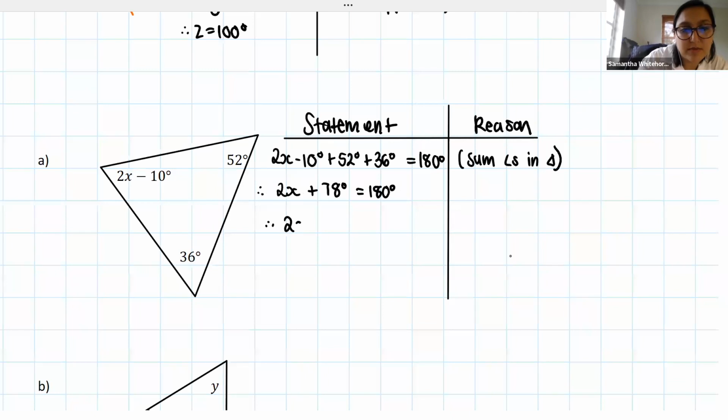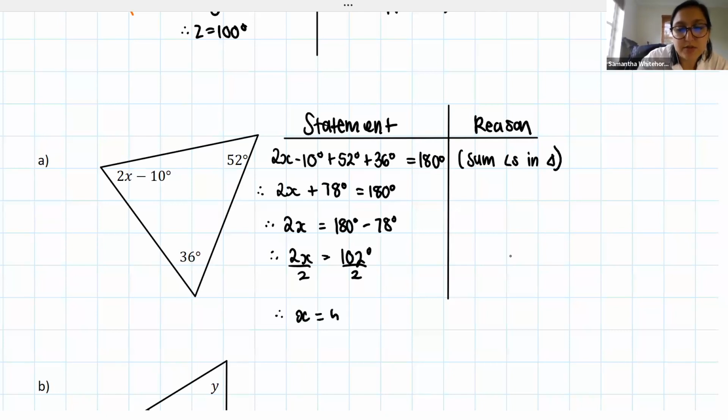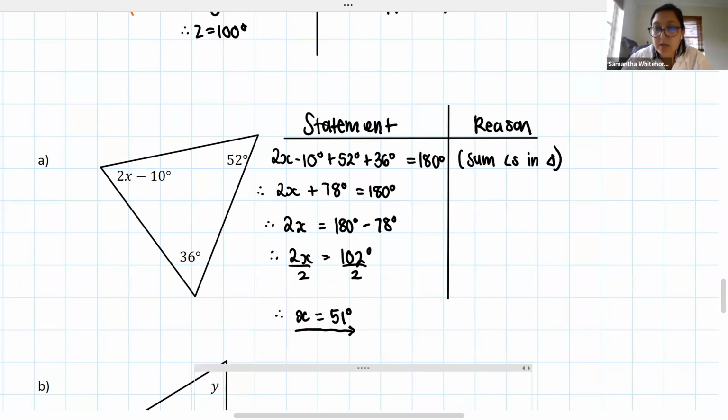So we're going to subtract 78 on both sides. So 180 minus 78. And so 2x is equal to 102 degrees. We obviously only want x, so we're going to have to divide both sides by 2. And so x is equal to 51 degrees. So grade 8s, once again, once you've set up your initial equation, it's quite literally just a case of solving an equation, which you know how to do because we've done equations.